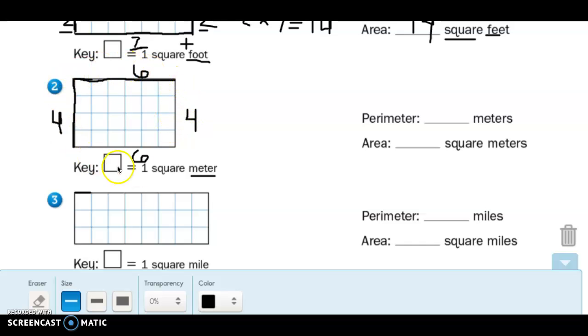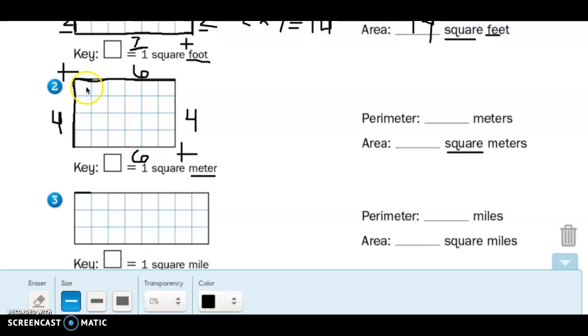Okay, perimeter, add up the outside. Guess what? I know what 4 plus 6 is. That's a 10 fact. So then you know what 6 plus 4 is. What's this answer plus this answer? That's your perimeter.